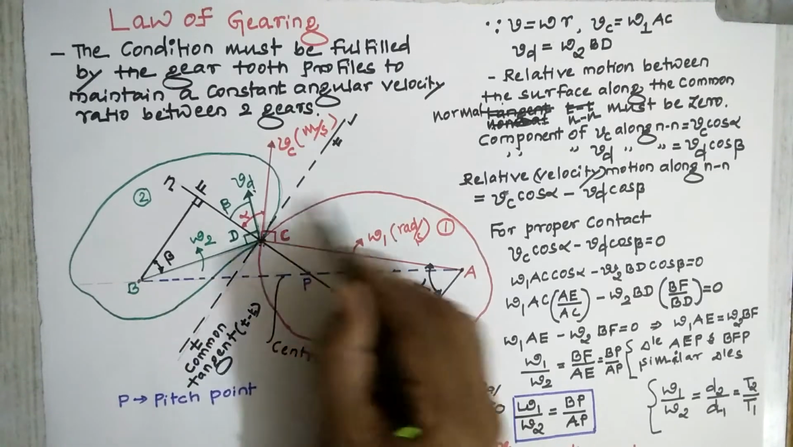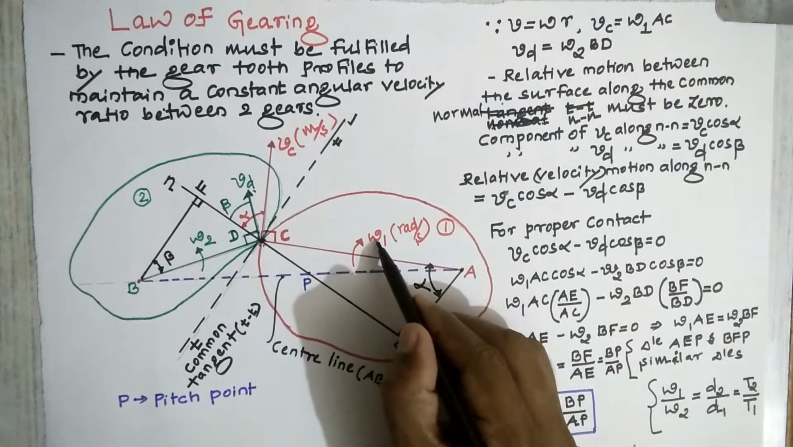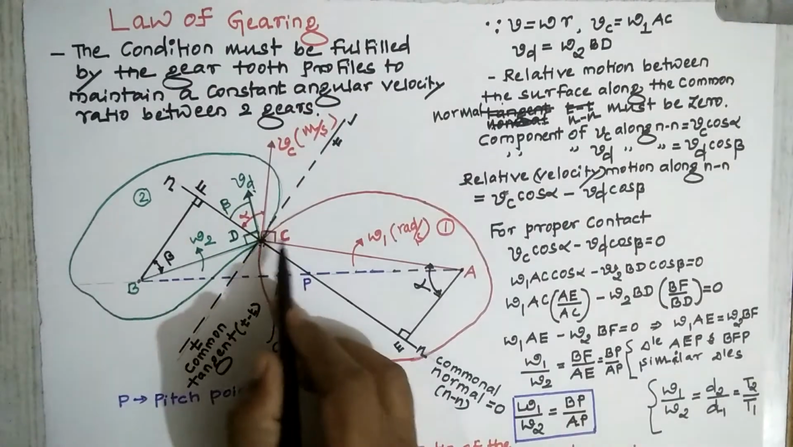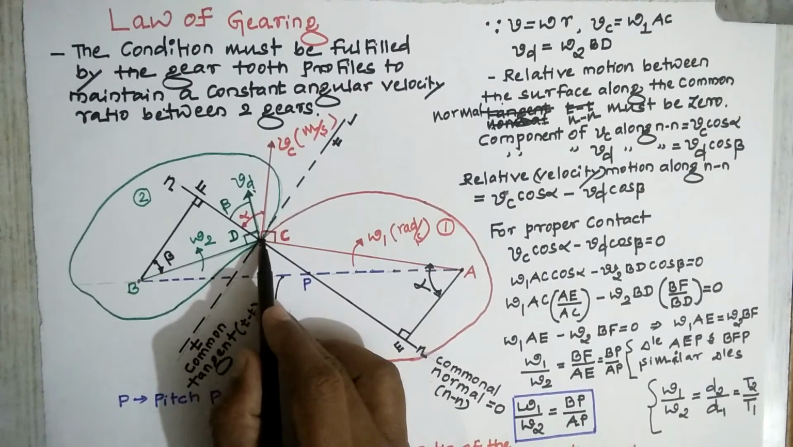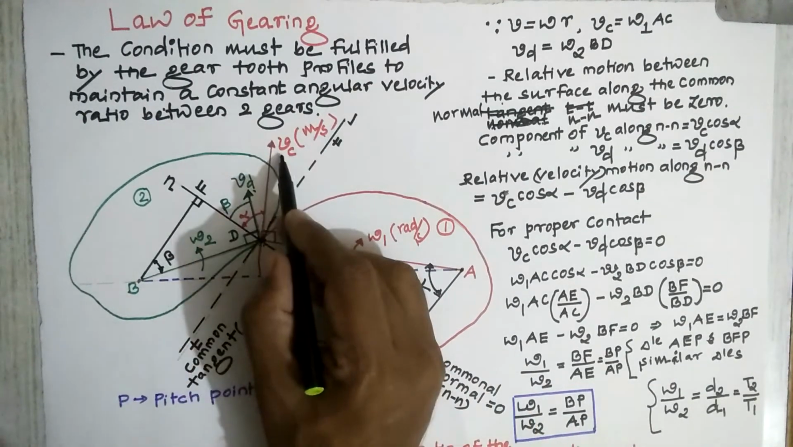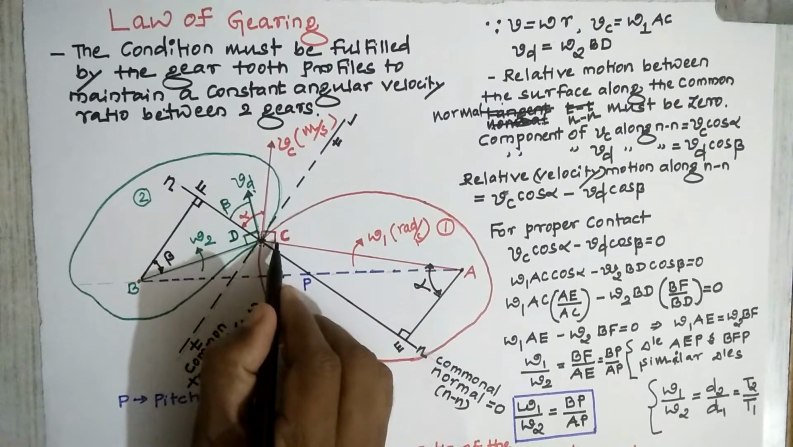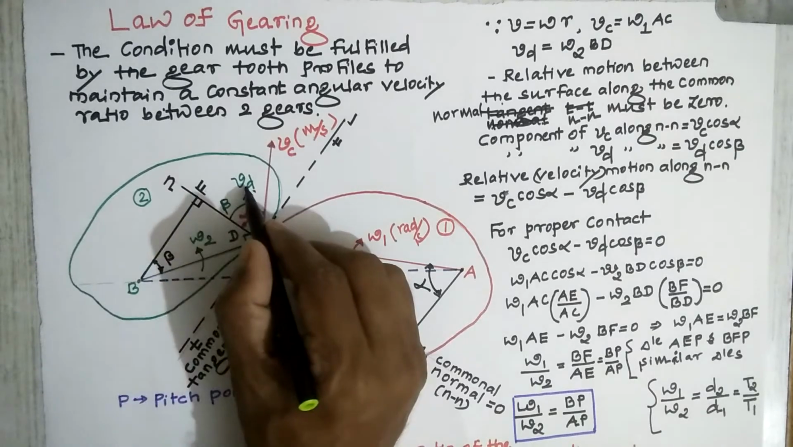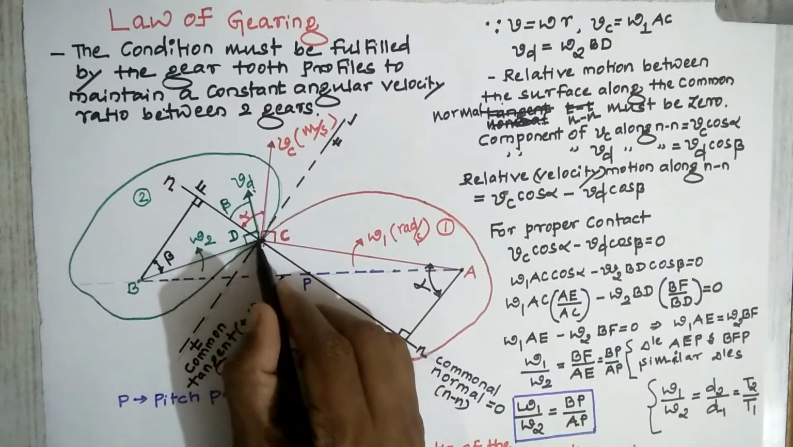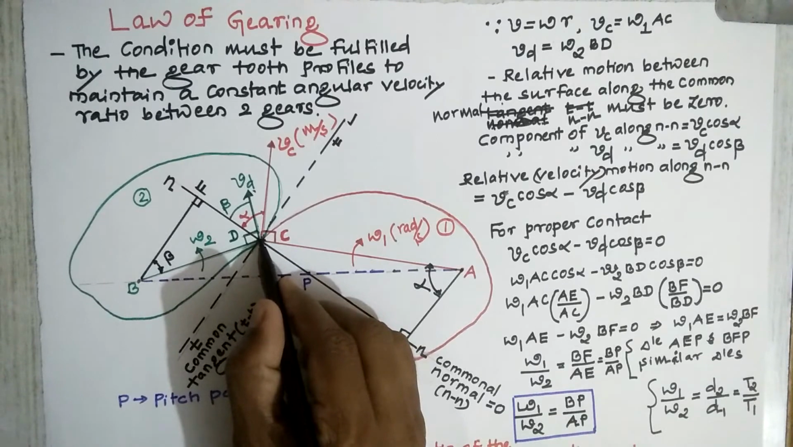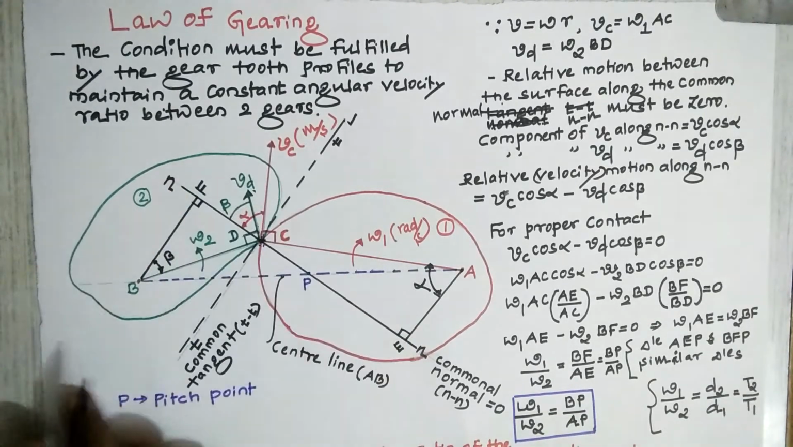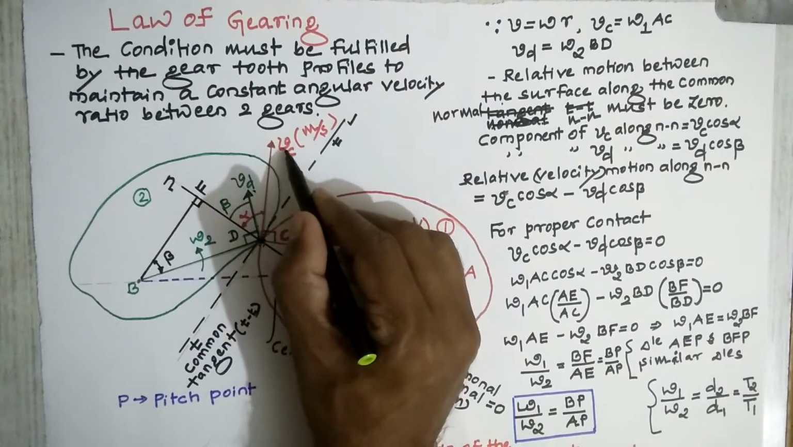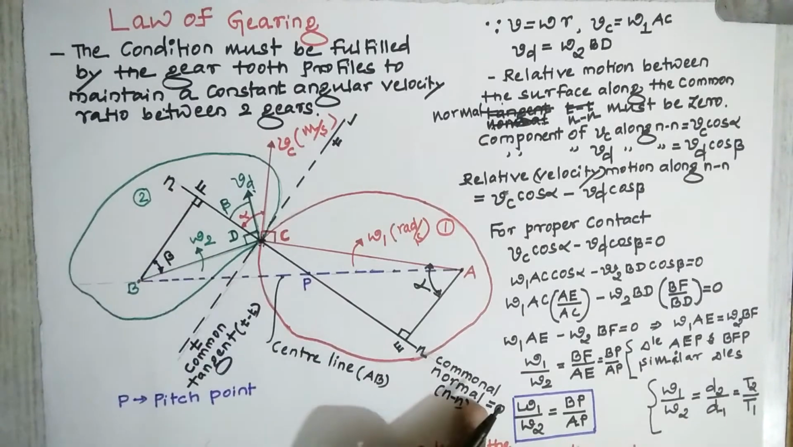When the two bodies rotate with angular velocities omega 1 and omega 2, look at this: the linear velocity is exactly perpendicular to the periphery. I have taken VC exactly perpendicular to this, perpendicular to AC. Similarly, VD is also perpendicular to the periphery, the surface of the second body. Then alpha is the angle made by VC with respect to the common normal.